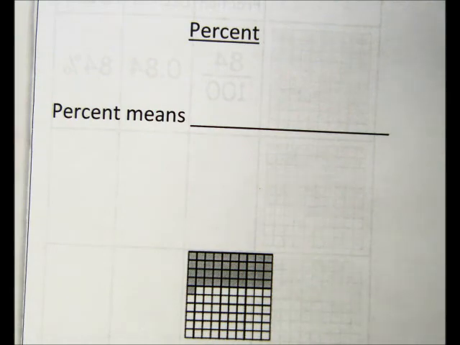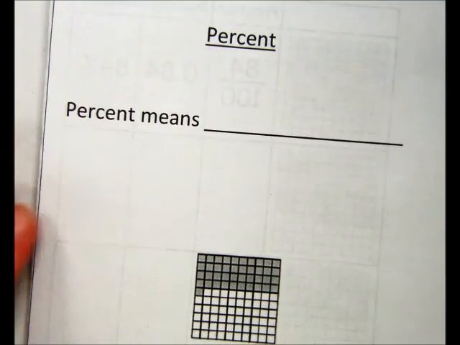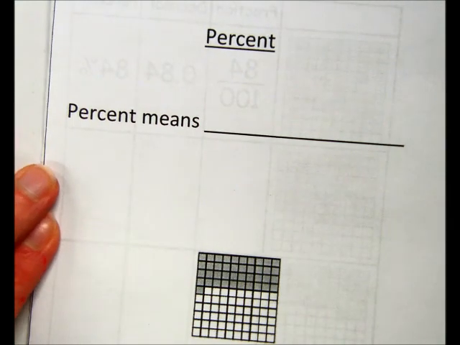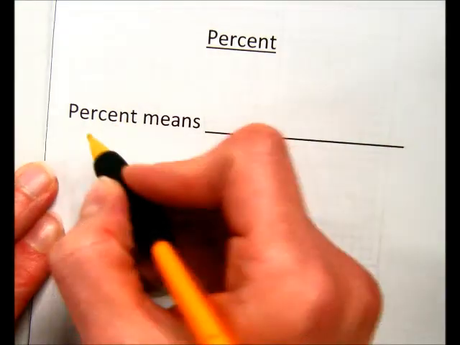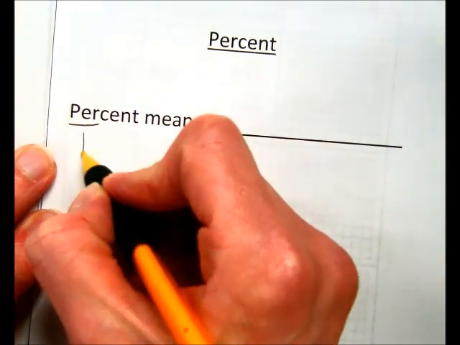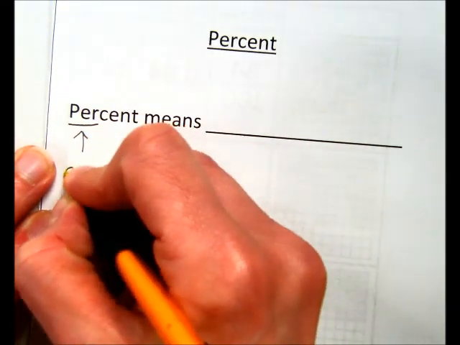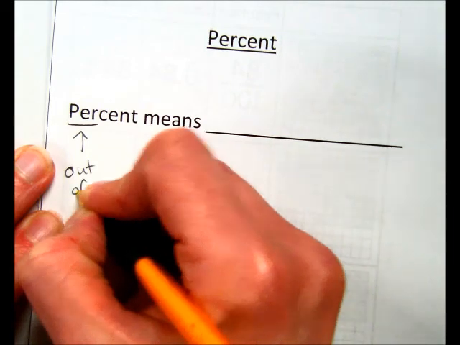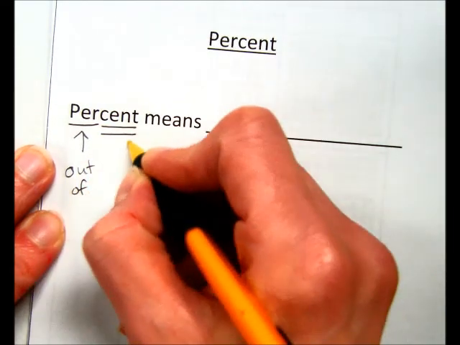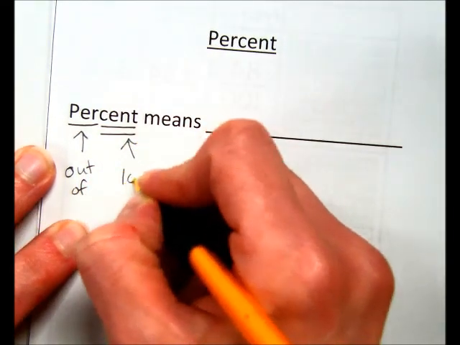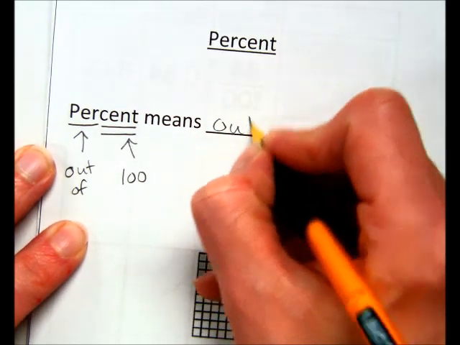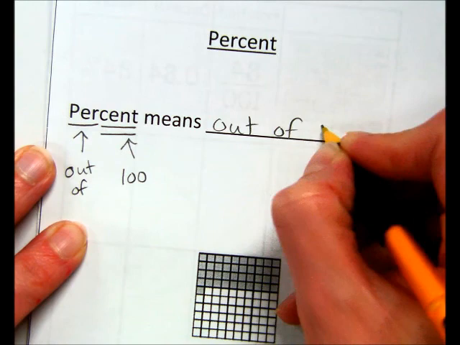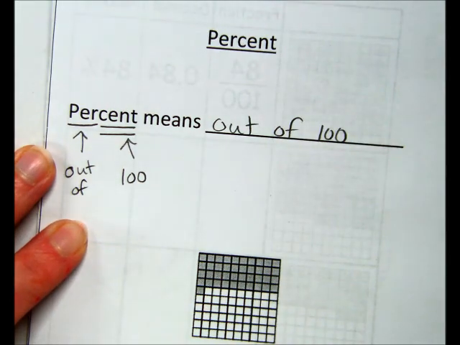Okay, this is the outside of our percent Foldie. We're going to start by talking about what percent means. We can break percent down into two parts. The word has two parts. The per part means out of, and the cent part means 100. So percent actually means out of 100.